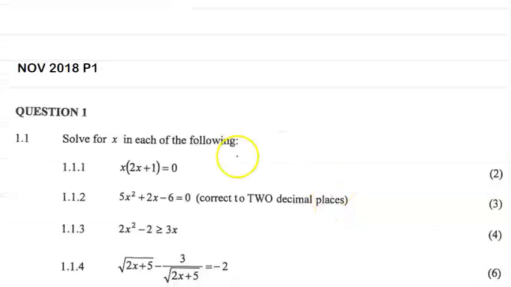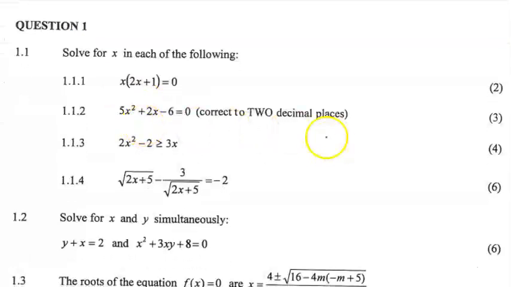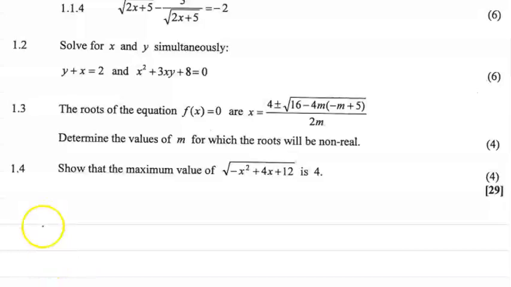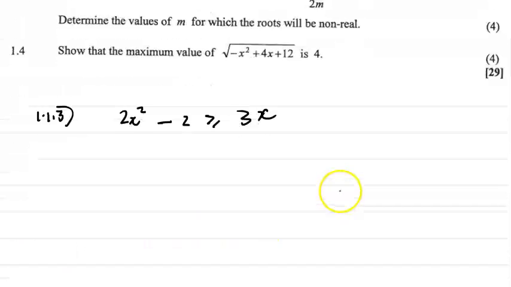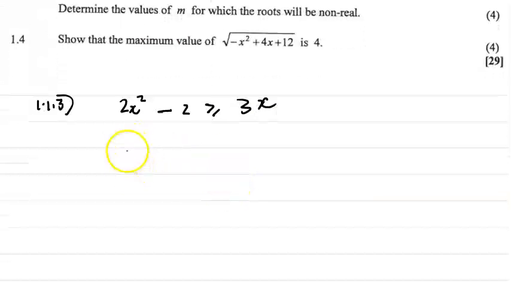Now we look at a question from November 2018 paper 1. There it is here. So let's look at the quadratic inequality. The quadratic inequality is 1.1.3, 2x squared minus 2 greater than or equal to 3x. So let's write that question down. 1.1.3, 2x squared minus 2 greater than or equal to 3x. And there we go, that's the question. They want us to solve this quadratic inequality.